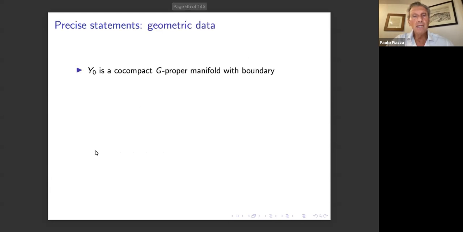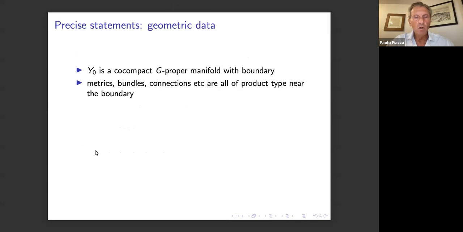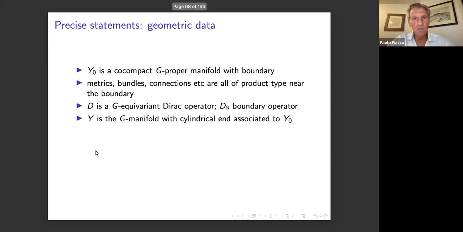So let me get to the precise statements. We take a G-proper manifold with boundary. All the structures are of product type near the boundary. And we take a G-equivariant Dirac operator with an invertible boundary operator. Often we will consider the manifold with cylindrical ends associated to Y0.